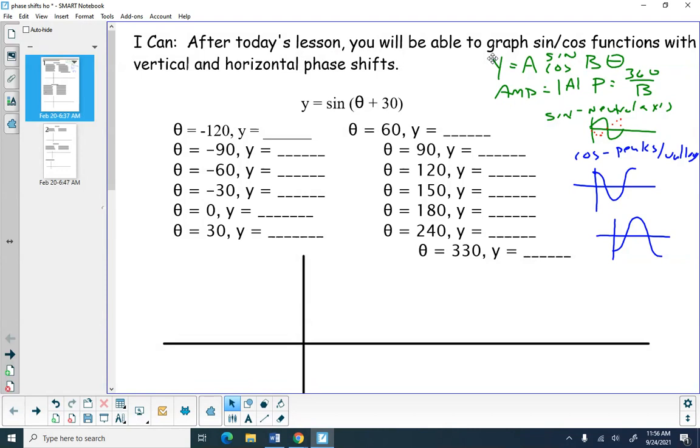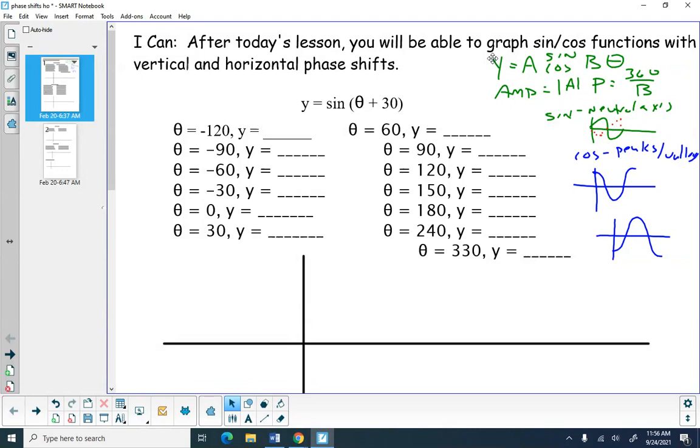So this is typically what we've been working with up till now, to ease the graphing of our sine and cosine functions, because plotting and plugging in a lot of points and finding y values becomes very time consuming. So we're trying to make life a little bit easier on ourselves. Today we're going to talk about two things. We're going to talk about phase shifts.